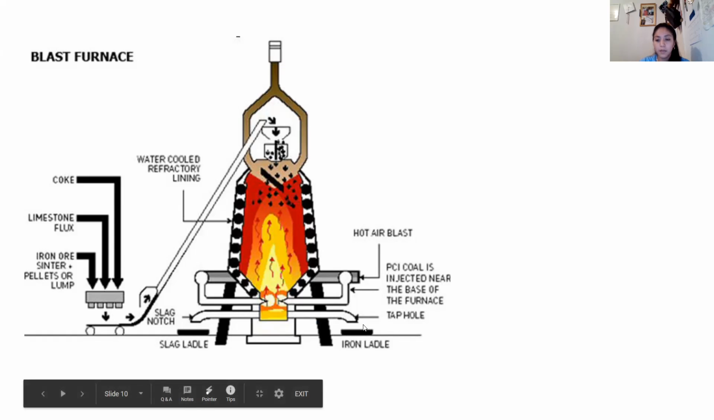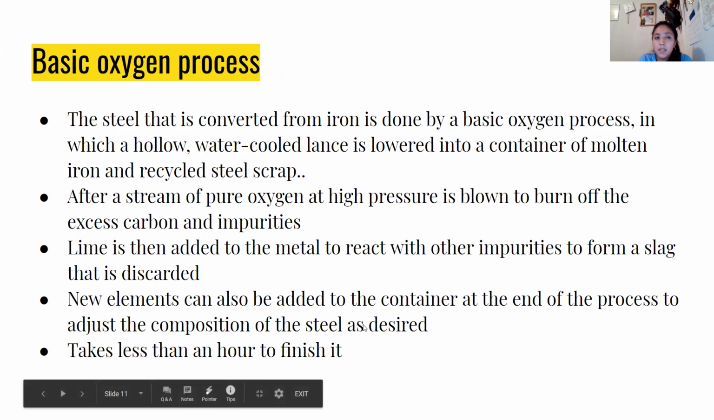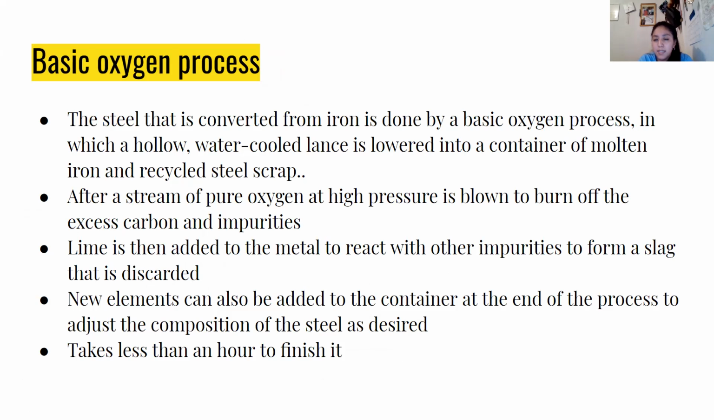which is later used for the steel. Moving on, we could also talk about the basic oxygen process, which is a very common method of converting iron to steel. In this process, a hollow water-cooled lance is lowered into a container of molten iron and recycled steel scrap. After this is done, a stream of pure oxygen at high temperature is blown in to burn off the excess carbon and impurities. After this, lime is added to the metal to react with other impurities to form a slag that is later discharged.